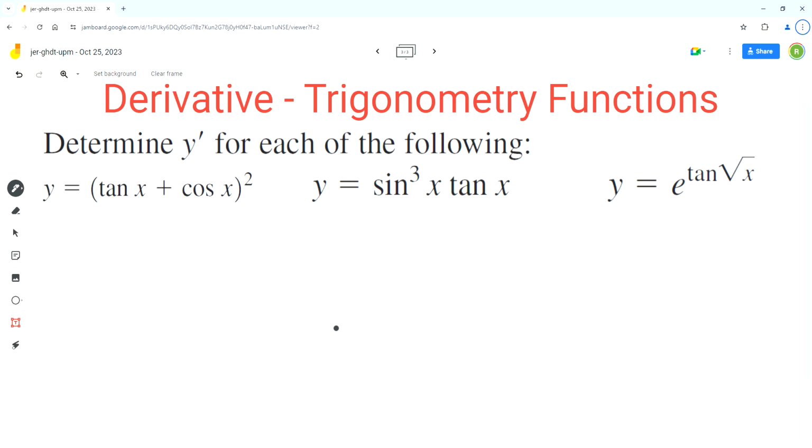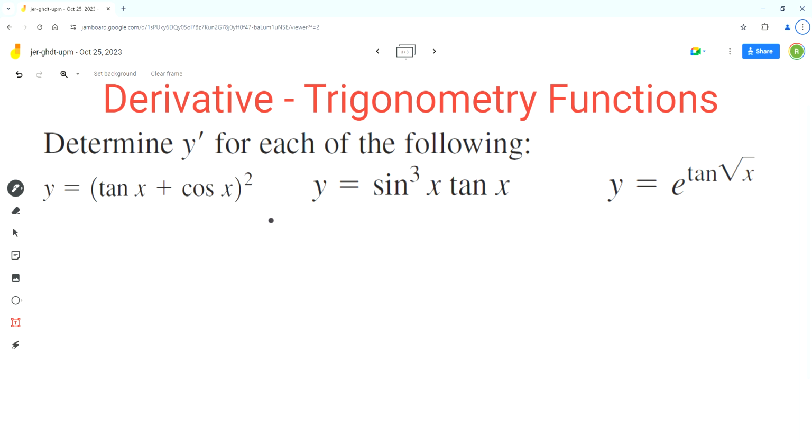So in this video, we'll solve this problem using the concepts of derivatives. We have to determine y prime for each of the following, and we are given these three y functions. Let's start with the first function, y equals (tan x plus cosine x) squared.